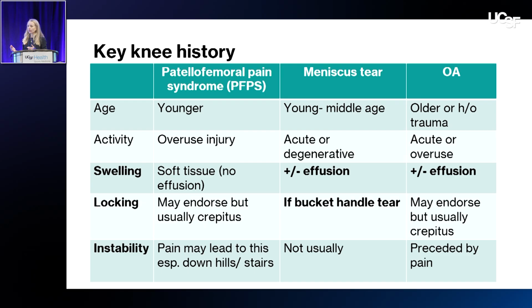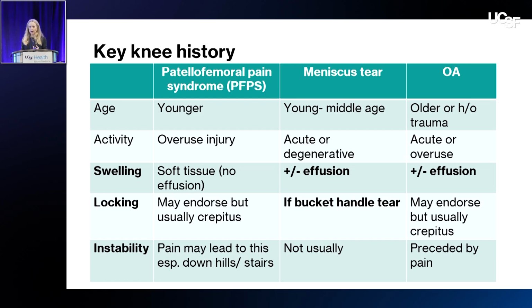And then lastly, our patients with knee osteoarthritis, they may be older, they may have a history of trauma, and so they have post-traumatic arthritis. This can present either with a story of an acute flare or more of an insidious overuse type history. They may or may not have an effusion. Again, these folks may endorse locking, and again, usually what they're talking about is crepitus.